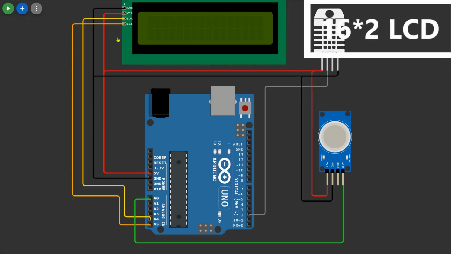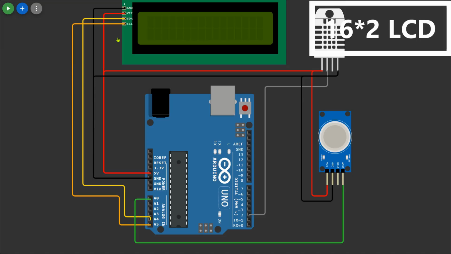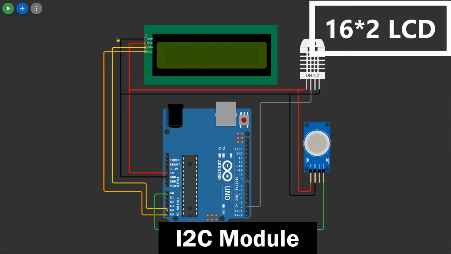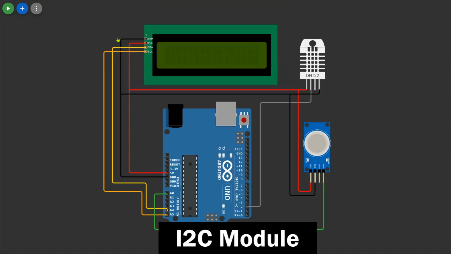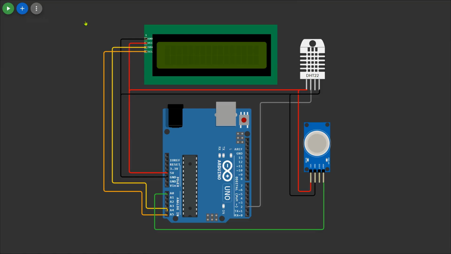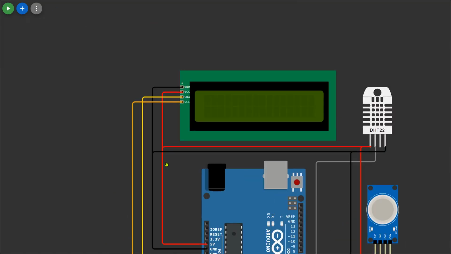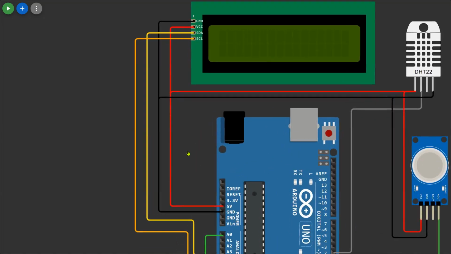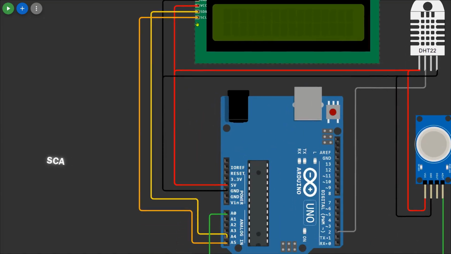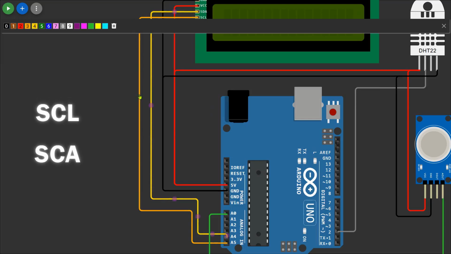Now we will add the 16:2 LCD display to show all the data. To simplify the connections, I am using an I2C-based LCD display, which reduces the number of required connections compared to a standard LCD. The I2C module allows us to control the display using only two pins, SDA and SCL, making the circuit more efficient and easier to manage.